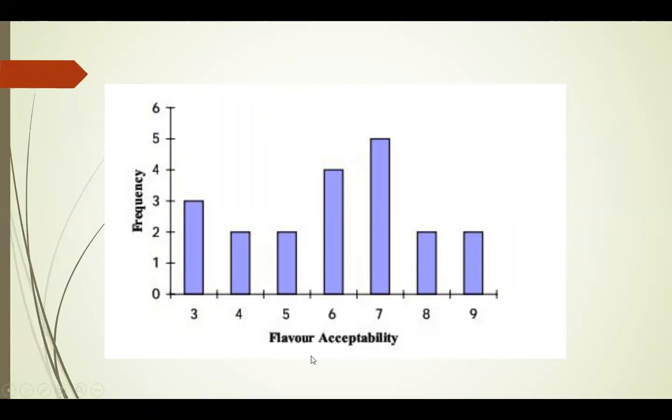Looking at this graph or distribution, we ask, what is the best single estimate of the panel score, and what is a good measure of their variability? The best or most likely single estimate is called the measure of central tendency. So we are taking into account the frequency and flavor acceptability. We can distribute it. Okay, so how can we describe our data?